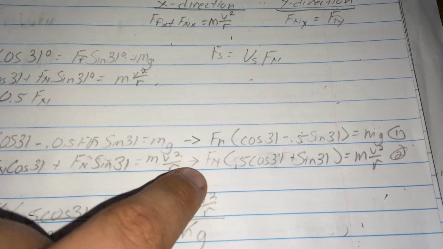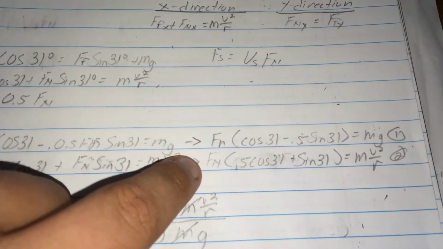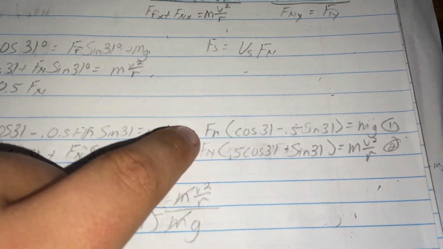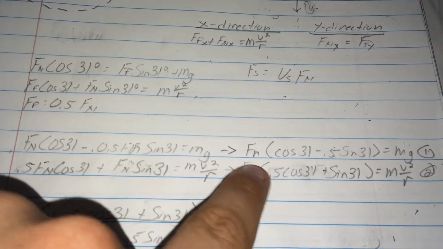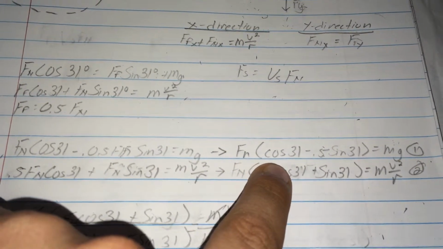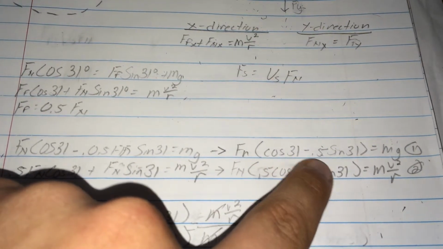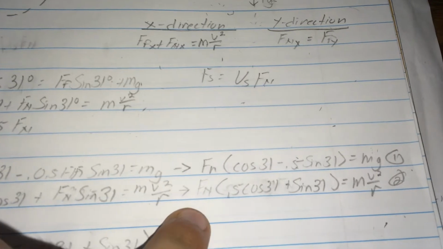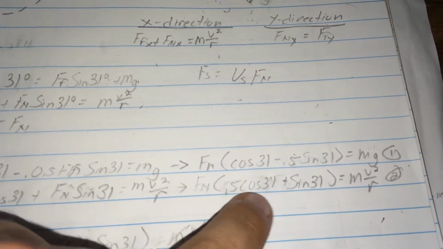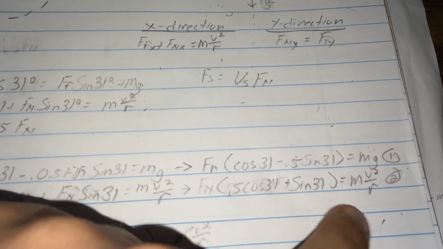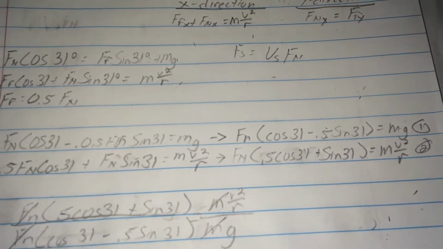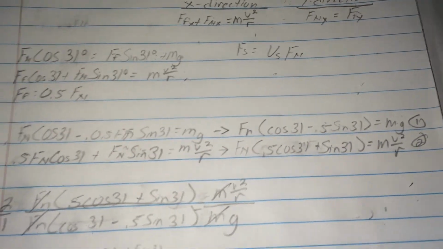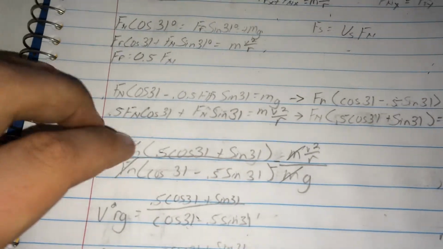Alright, so now we're going to make two formulas. We just bring this one over here. So Fn cosine 31 minus 0.5 sine 31 equals mg. That's equation number 1. Fn times 0.5 cosine 31 plus sine 31 equals mv squared over r. That's equation 2. So now the best way to find the velocity is to put 2 over 1.